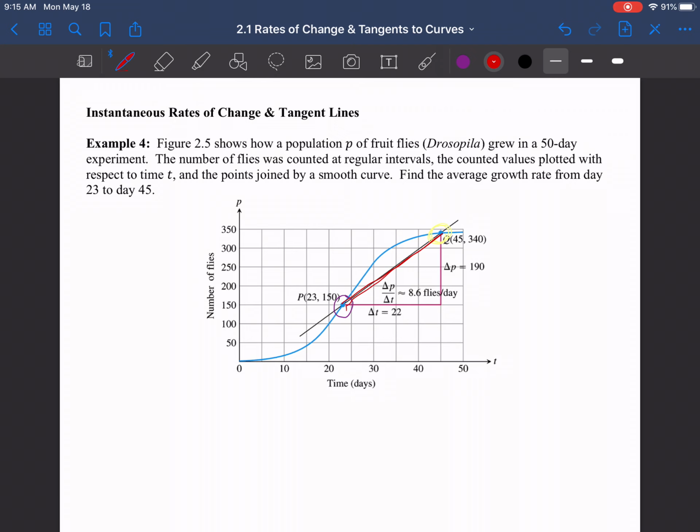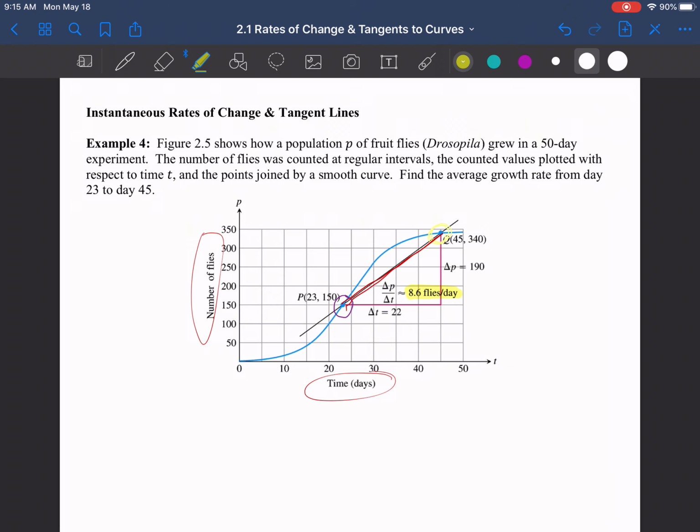So if you see rate of change, a lot of times it's divide by time. So we're basically going to divide the vertical axis by the horizontal axis. That's simply slope. So delta P over delta T would just be the 8.6, this 8.6 flies per day.